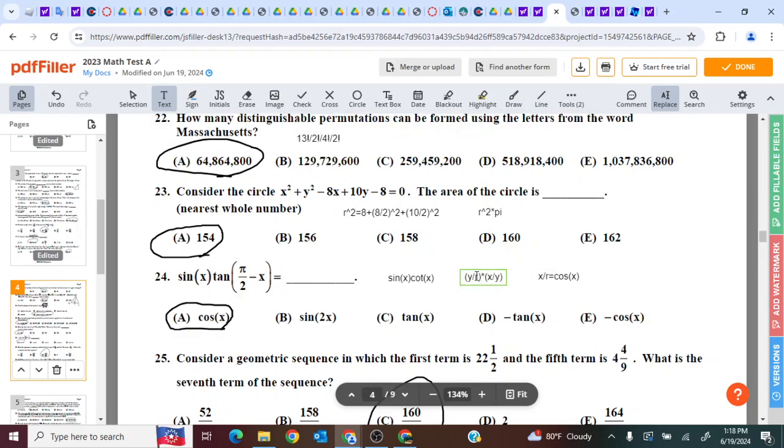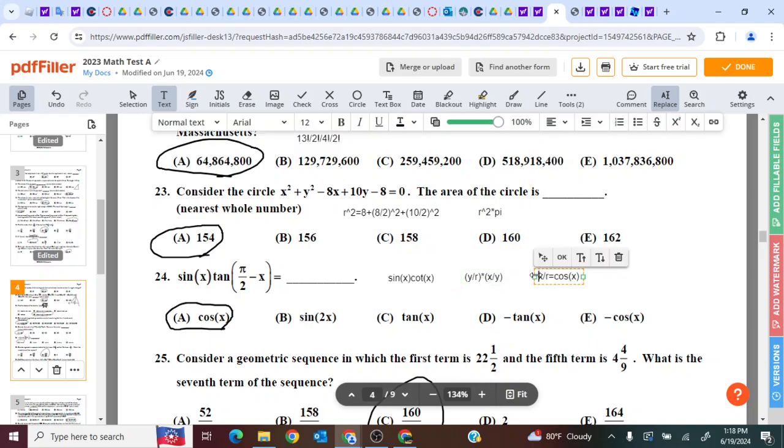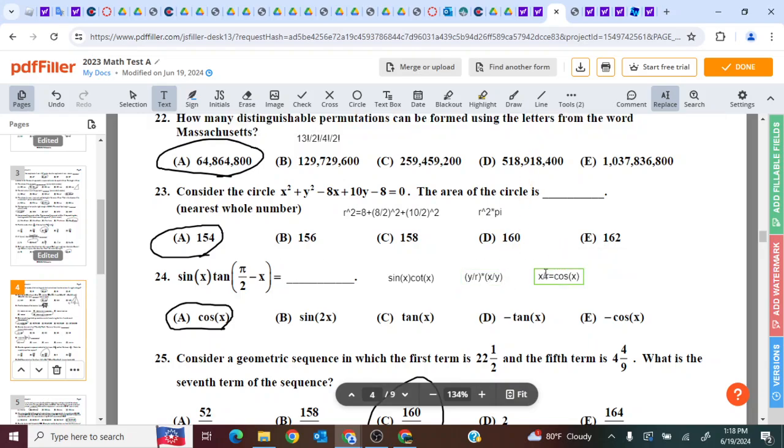So opposite over hypotenuse times adjacent over opposite. Simplify it out, you get x over r, which is this definition of cosine. And so the answer is simply cosine of x.